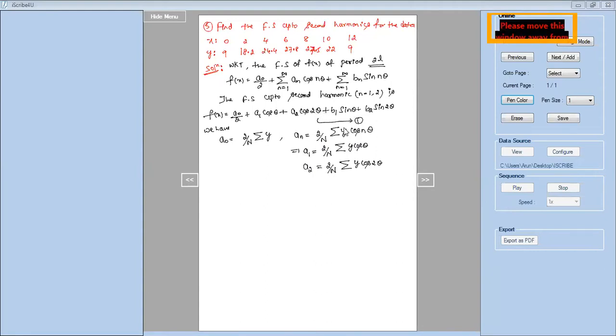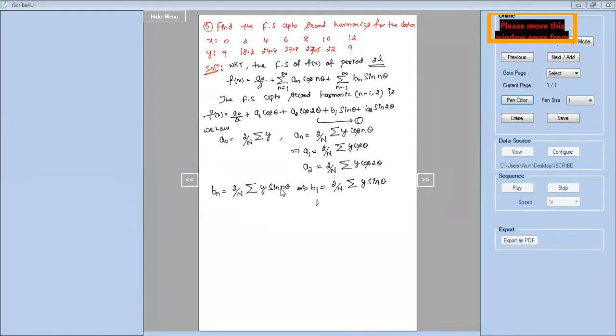B1, B2. For B1 and B2, we have the formula of Bn. So Bn is 2 by capital letter N into summation y sine n theta. So this is the formula for Bn. So this implies B1 equals, just put small letter n equal to 1 in this. So it is 2 by capital letter N into summation y sine theta.